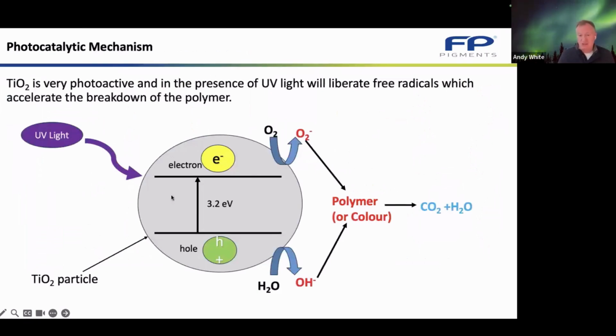This is the science. Essentially, I won't go into too much detail, but the UV light causes an electron to be elevated and a free radical to be produced, either with water or oxygen, which can go on to break down the polymer or the color pigment, which is where you get the color bleaching coming from in certain pigment systems, especially with organics. So you end up with a chemical reaction caused by the UV light, catalyzed by the TiO2.